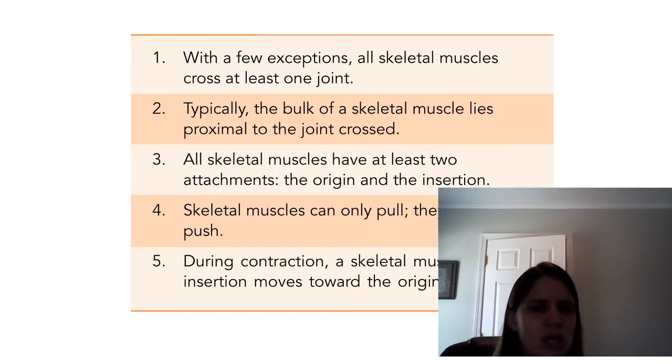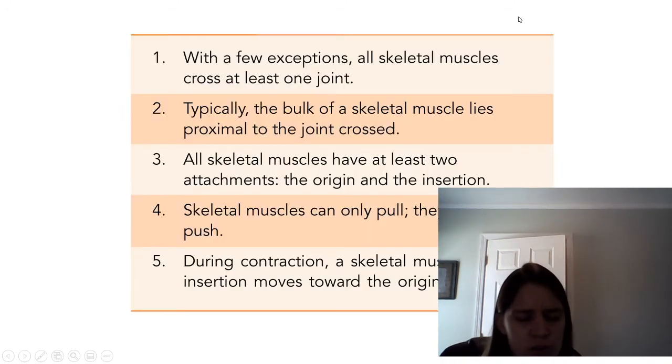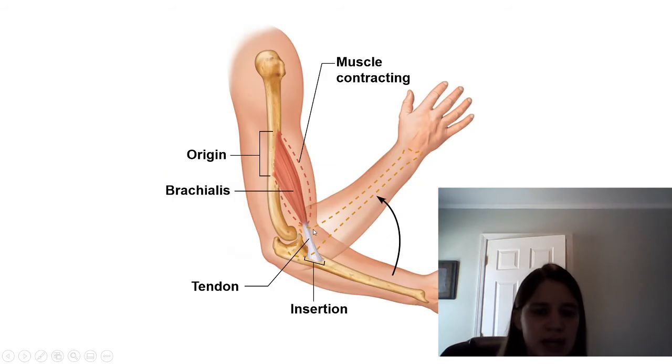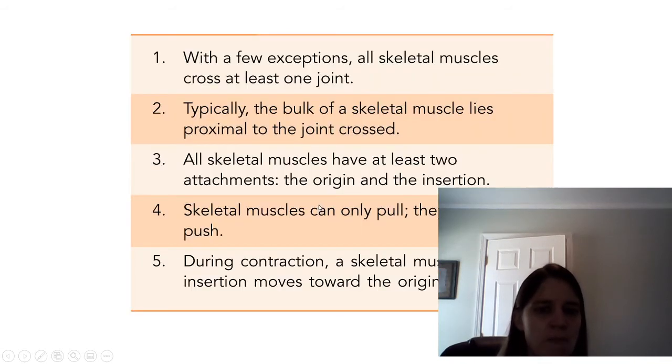Couple just notes. With a very few exceptions, all skeletal muscles are going to cross a joint. Generally, most of the muscle is going to be proximal to the joint crossed. So that's something like this, right? So most of the muscle is proximal to this joint here, right? It's on this side, right? Here's the tendon here. Skeletal muscles, you're expecting an origin and insertion.